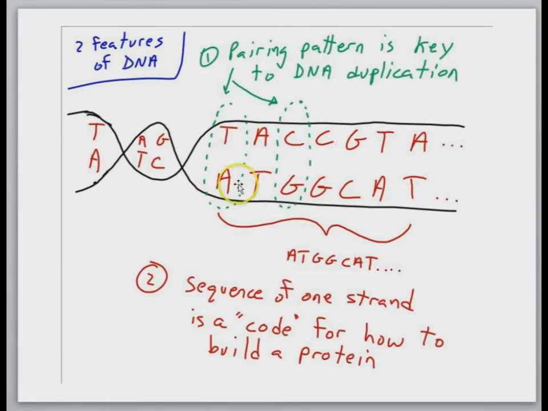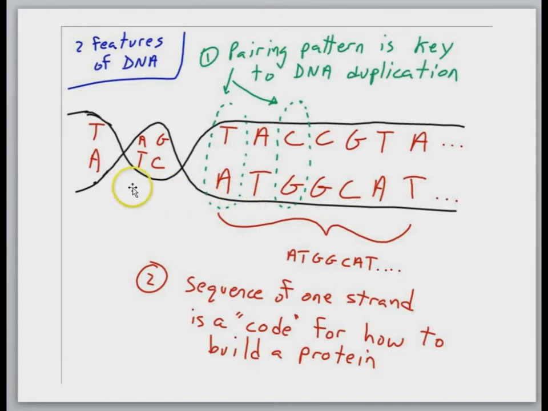And that sequence of letters will be a code for how to build a protein. And so we call it a recipe in a sense. Now to us it looks like a random string of letters, but to the cell this means something. It will direct the cell's machinery to assemble the protein in a certain way.